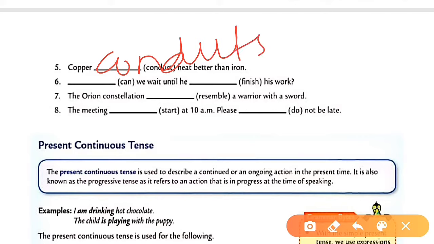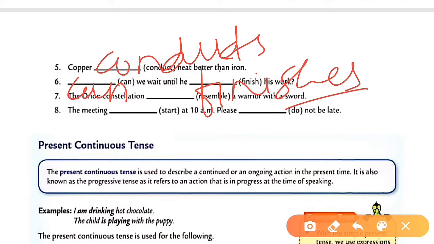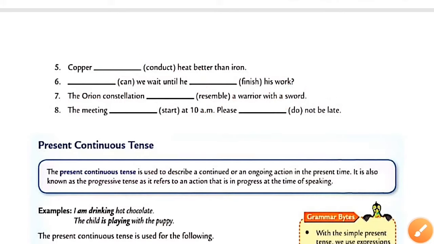Next, number 6, dash we wait until he does his work. So finishes. According to the sentence we have to use it. Next, number 7, the Orion constellation dash a warrior with a sword. So your answer for this is resembles.